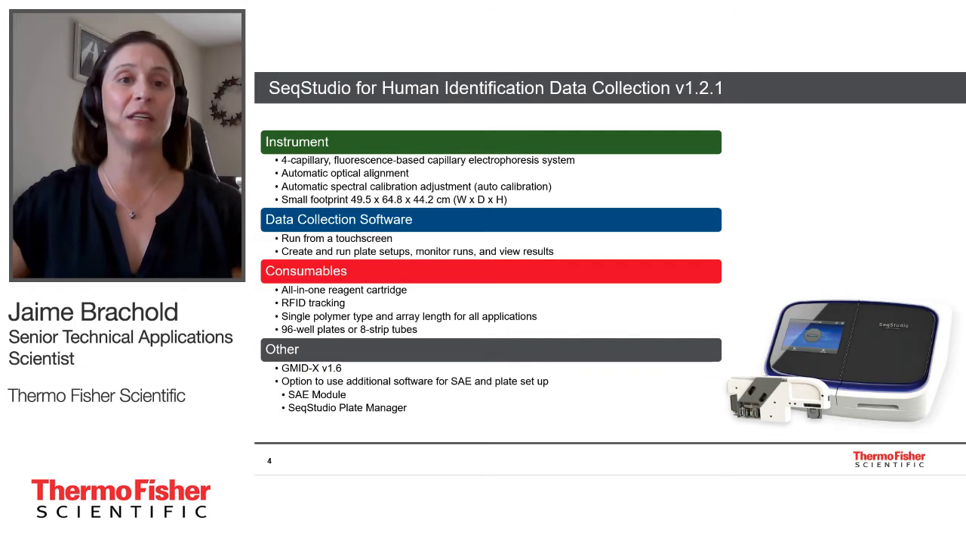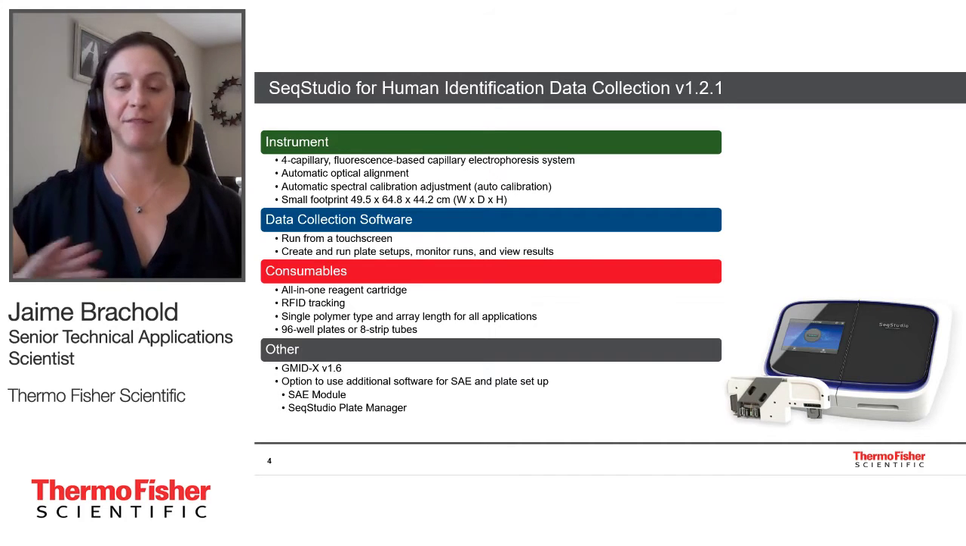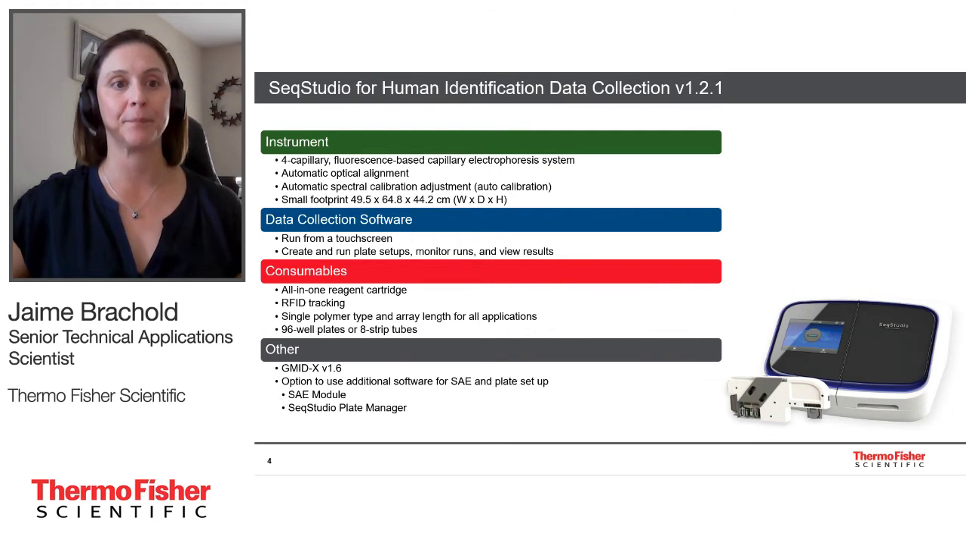But basically, you only need to run a manual spectral. You have to only set up a spectral one time for each dye set on the instrument. And after that, you don't have to run a manual spectral calibration again.